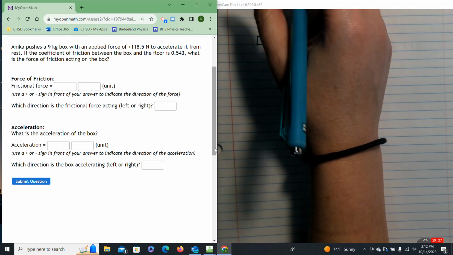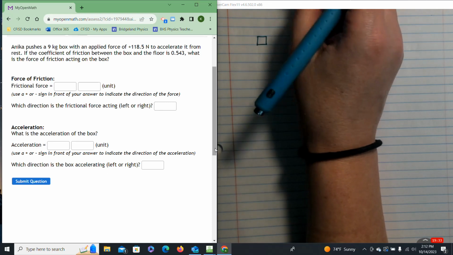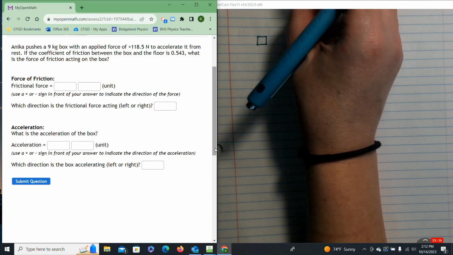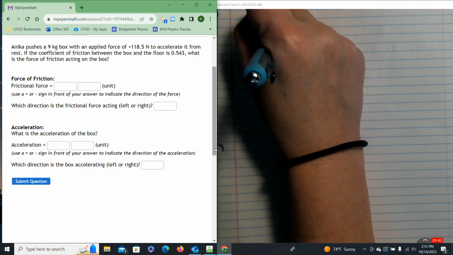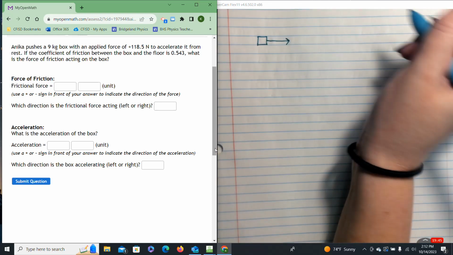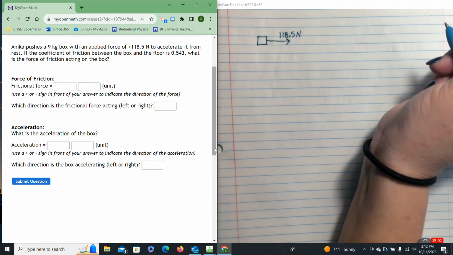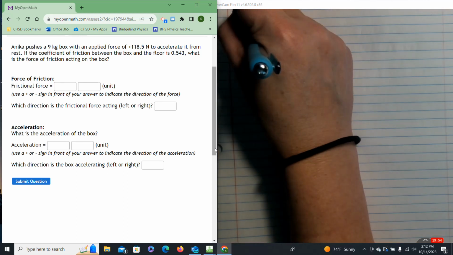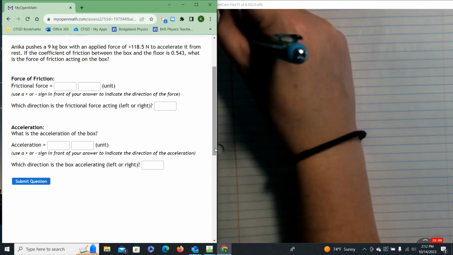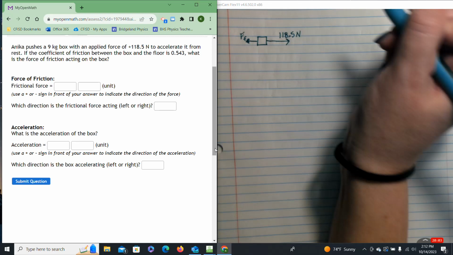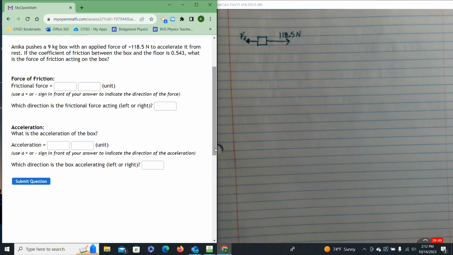We know that we have an applied force of positive 118.5 newtons, and that she is accelerating the box across the floor because it says the coefficient between the box and the floor. Okay, so I know that she's applying her force in this positive direction, and it's 118.5 newtons. Okay, I know that there is friction. I don't know how much friction yet, but I know that there is friction. Okay, but I know that the friction will be smaller than the applied force because it says she accelerates it across the floor. Okay, so I know this arrow is shorter. I just don't know exactly what the value is yet.